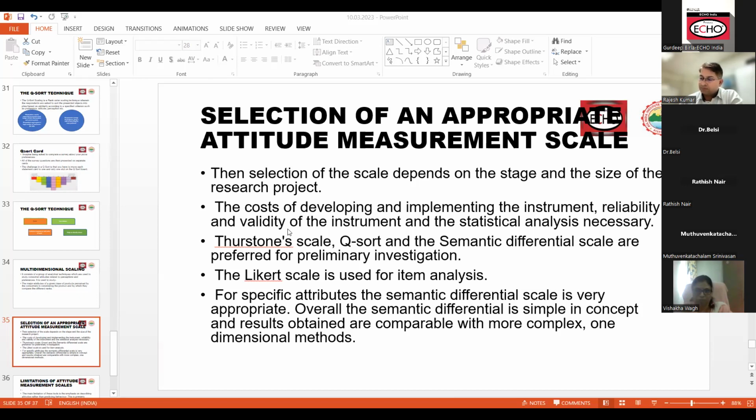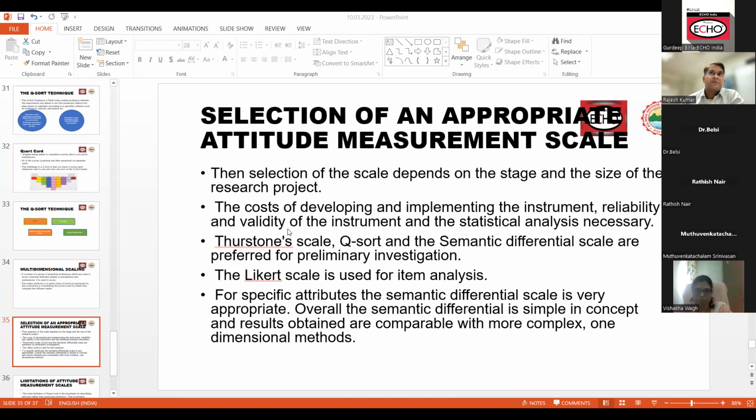Test and scale, Q-sort technique, and the semantic differential scale are preferred for preliminary investigation studies. The Likert scale is used for item analysis. For specific attributes, the semantic differential scale is very appropriate. Overall, the semantic differential scale is simple in concept, and results obtained are comparable with more complex multi-dimensional methods.